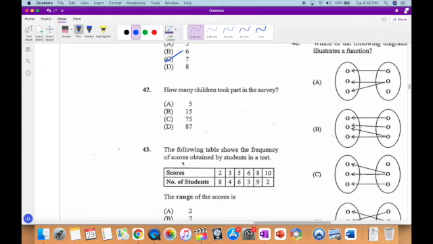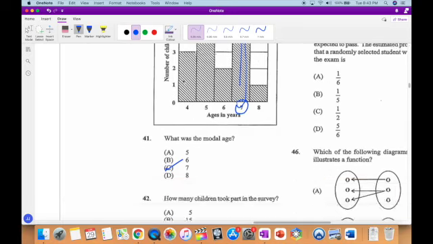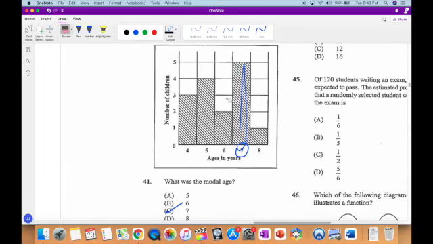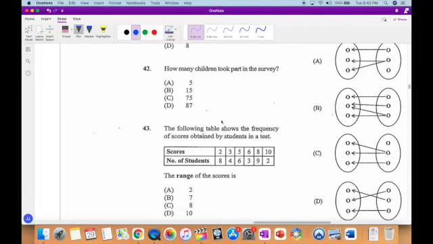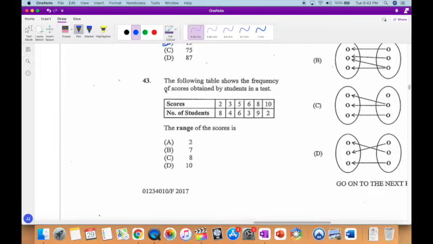How many children took part in the survey? So we'll see here that we have 3 kids here, we have 4 kids there, 2 kids here, 5 here, and 1 here. So 4 and 1 is 5, and 5 is 10, and 5 is 15. 15 kids in all.